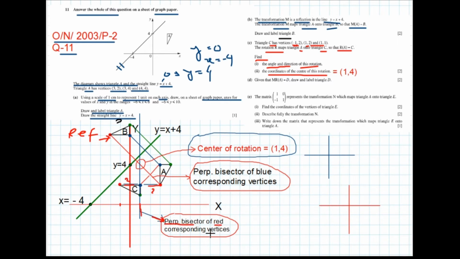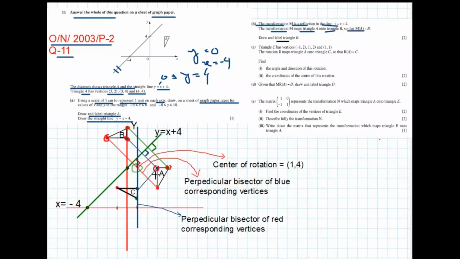The perpendicular bisector between blue corresponding vertices is drawn, shown by the red line. The point of intersection of the two perpendicular bisectors is the center of rotation, having coordinates (1, 4). In order to find the angle of rotation, we get the help of the plus sign.